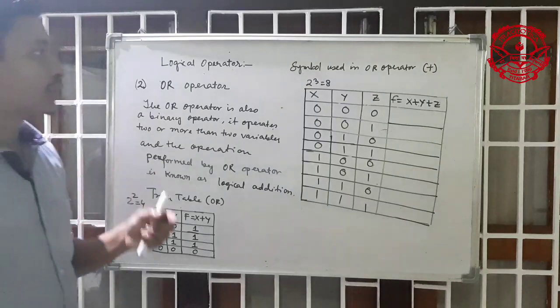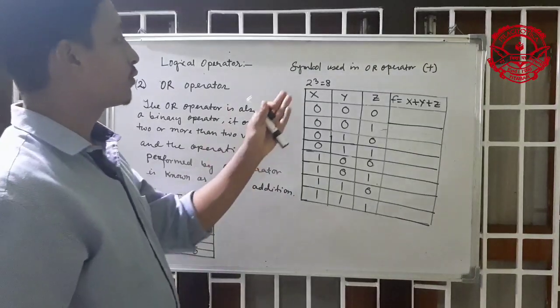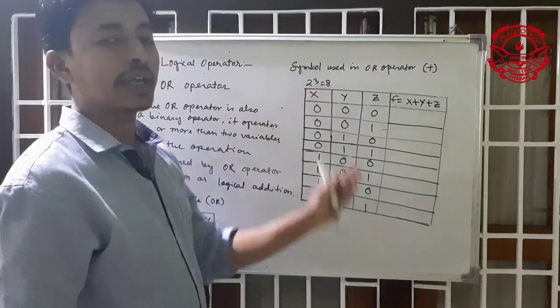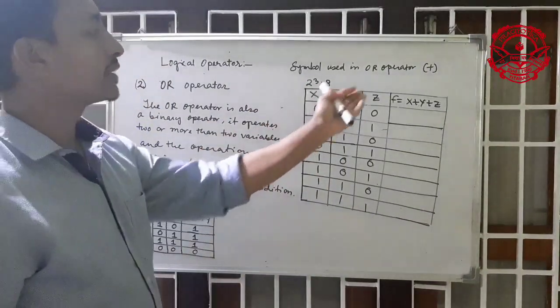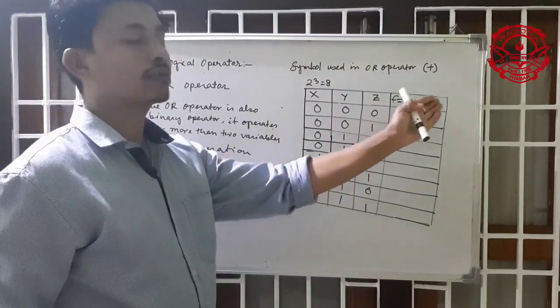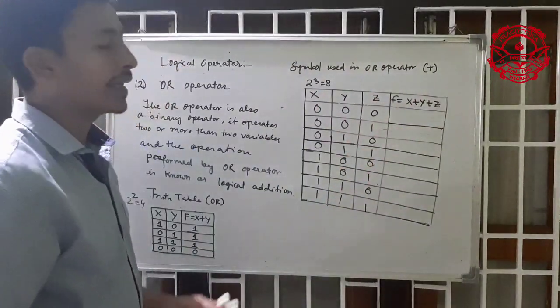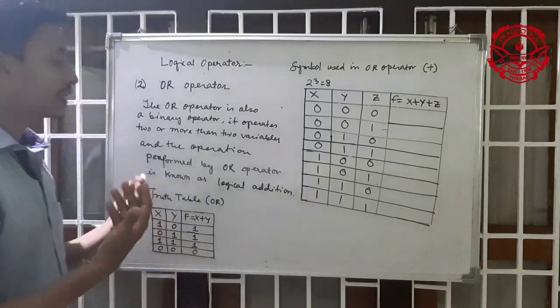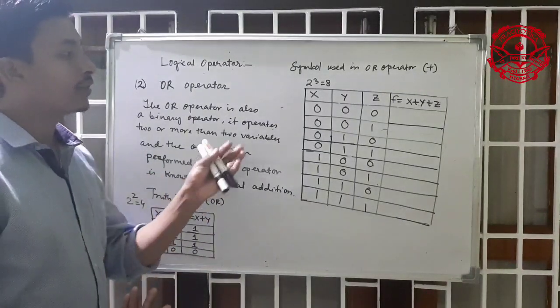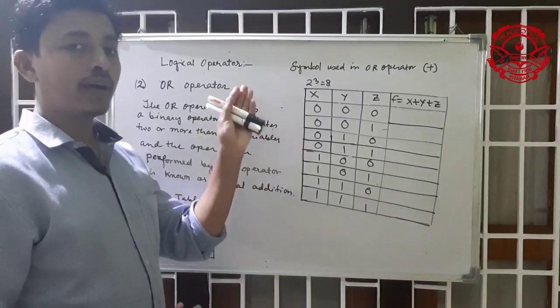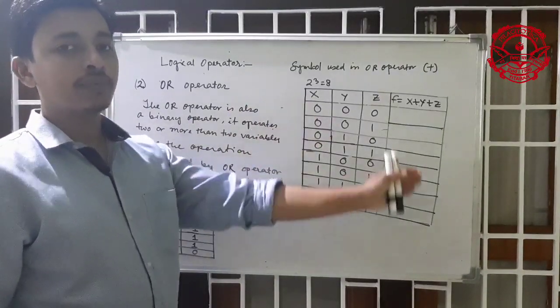If I draw another table, the truth table is 2 to the power 3, which means 8 combinations. Now see here x, y and z, and f equal to x plus y plus z. Again, the same possibilities and the same rules apply here. If either one expression or one value is true, the answer will be true.